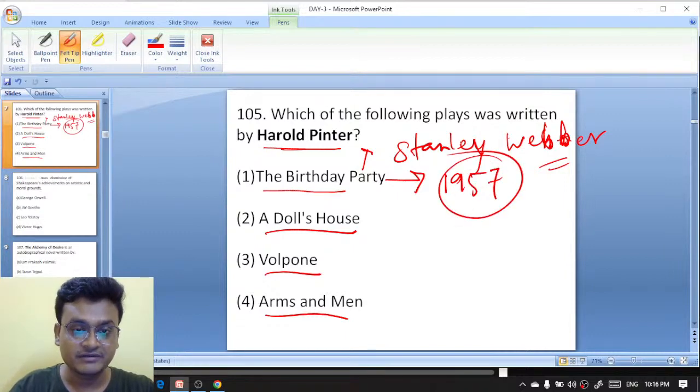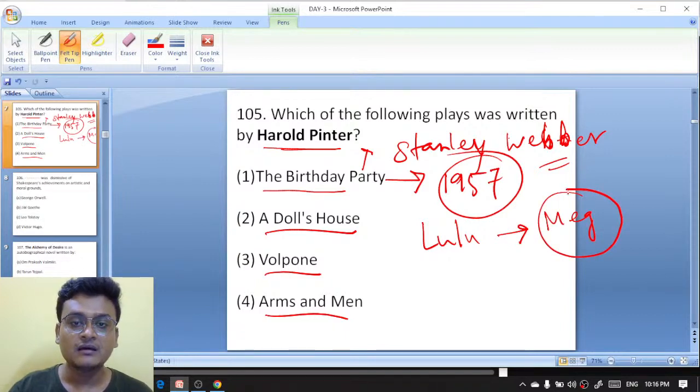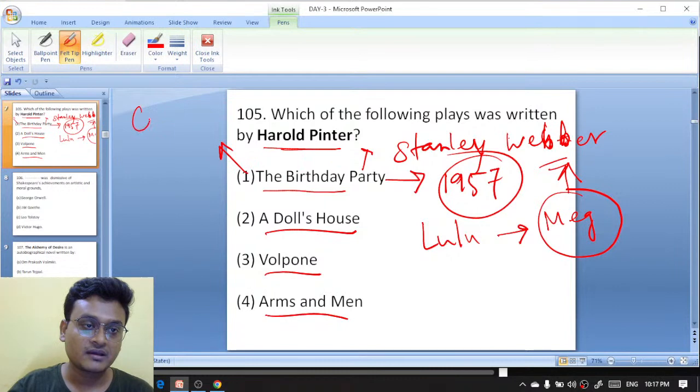It was Meg who gave the birthday gift, that is a toy drum, but it was carried by Lulu. Lulu brought the parcel, and she handed it over to Meg. Meg presented the gift to Stanley Webber, that is a toy drum. And here you will see that The Birthday Party is actually a comedy of menace.